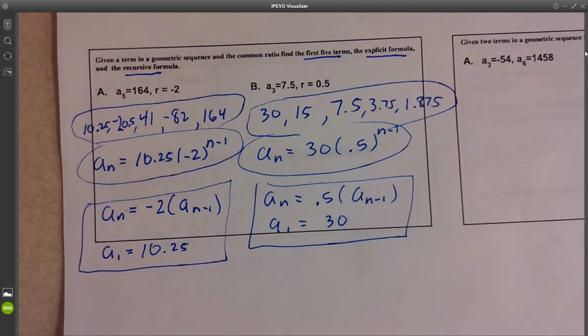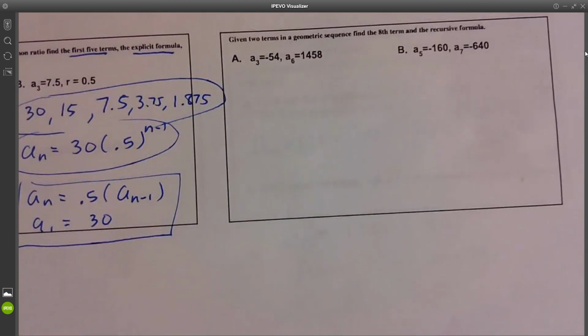Strawberry lemonade. What are the blue boxes? Ready for the next set? Okay.